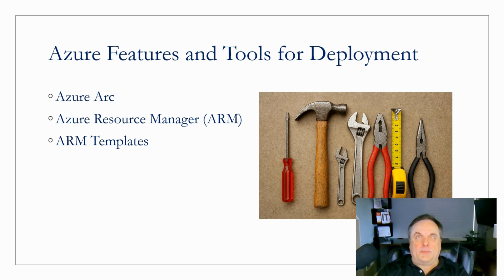And what about those ARM templates? Well, these are JSON files used with Azure Resource Manager to define infrastructure as code, or IaC, something we went over in a previous video. This allows for consistent and repeatable deployments of resources across multiple different environment types.